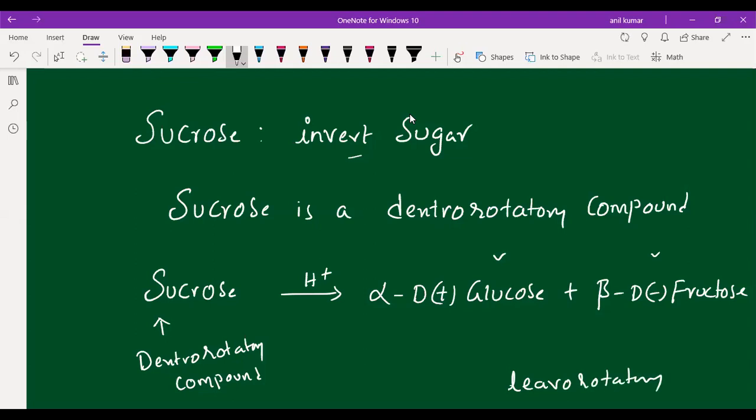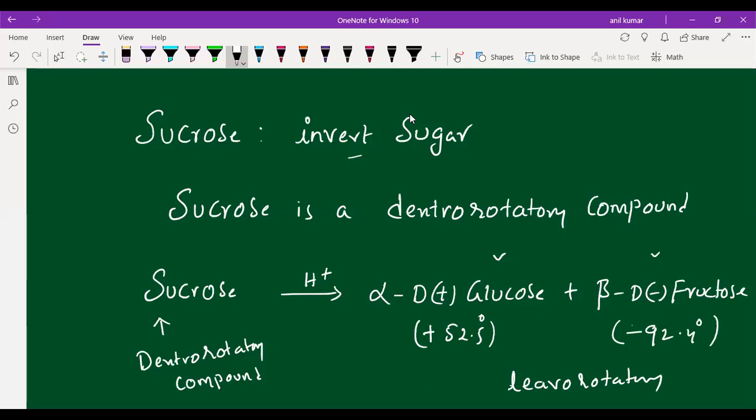I will explain. In the previous class I spoke about plane polarized light. An optically active compound will rotate the plane polarized light to a certain angle. The dextro rotation of glucose is given as plus 52.5 degree, and the levo rotation of fructose, this minus symbol means it is a levorotatory compound, is minus 92.4 degree. Understood, students?